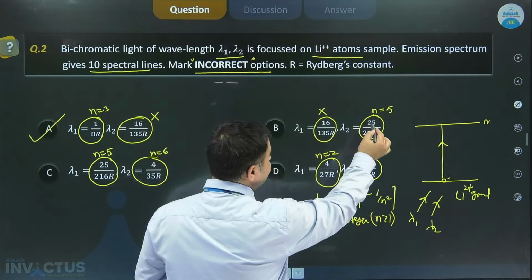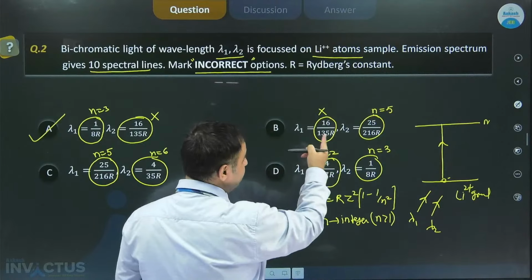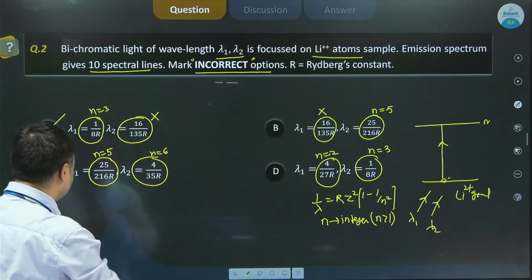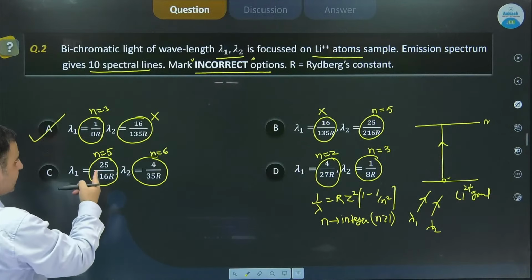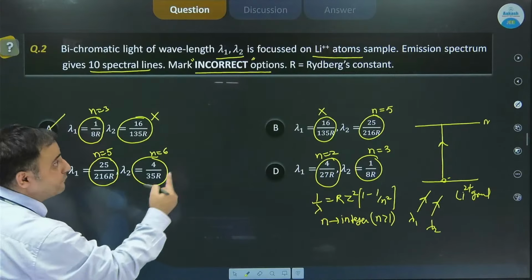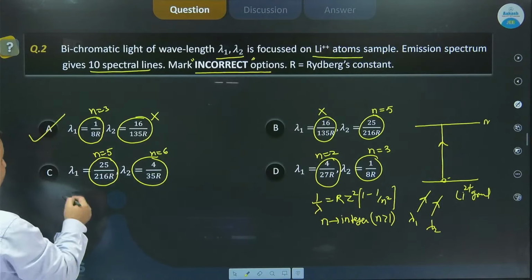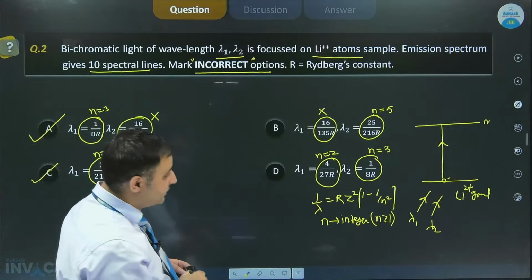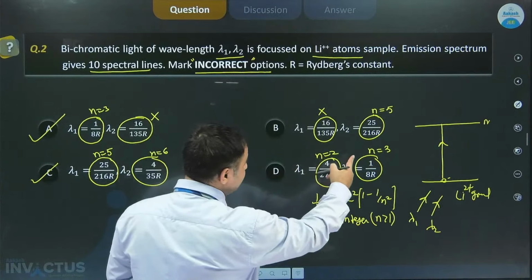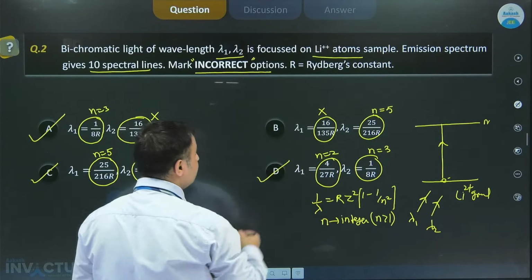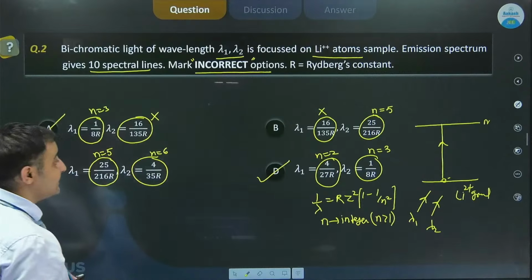n इज इक्वल टू 5 से एग्जैक्टली 10 स्पेक्ट्रल लाइन मिलेंगी, तो ये सही बात है, लेकिन हमको इनकरेक्ट ऑप्शन चूज करना है. ऑप्शन C में n इज इक्वल टू 5 और n इज इक्वल टू 6, यानी जो नंबर ऑफ स्पेक्ट्रल लाइन्स हैं वो 10 से ज़्यादा हो जाएंगी, इसलिए ये भी इनकरेक्ट ऑप्शन है. सिमिलरली ऑप्शन D के लिए n इज इक्वल टू 2 और n इज इक्वल टू 3 मिला के जो है 10 से कम स्पेक्ट्रल लाइन होंगी, तो ये भी इनकरेक्ट ऑप्शन है. तो इनकरेक्ट ऑप्शंस आर A, C एंड D.